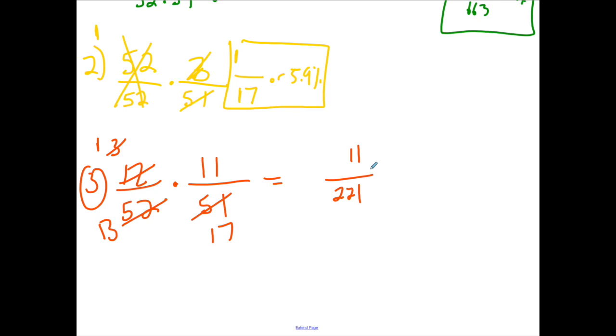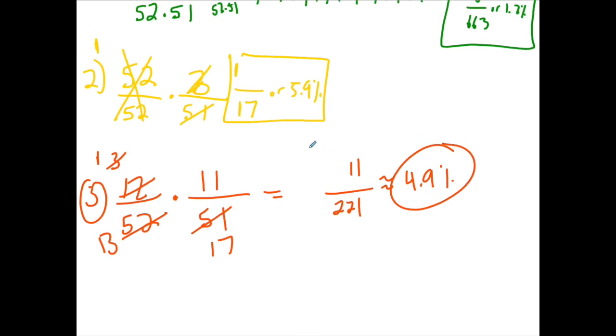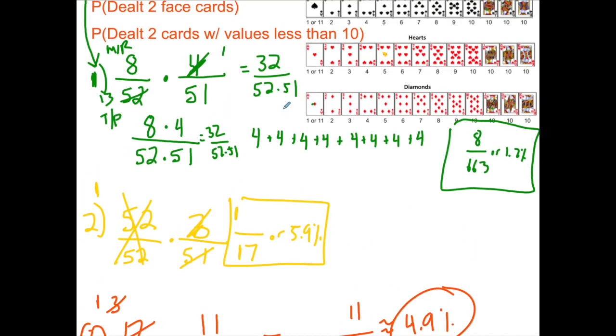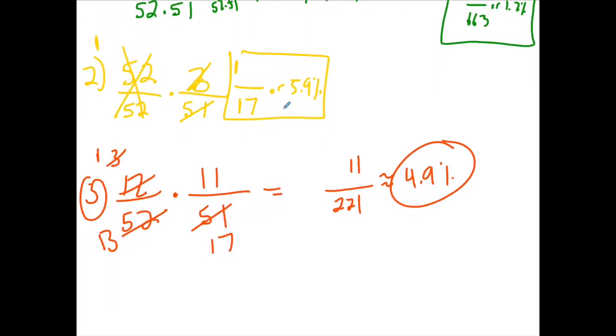Yep. All right. So I do confirm I get the same thing. I just did some work on my calculator showing the decimals were the same. So it's 11 over 221, which is approximately equal to 4.9%. So you're actually more likely in our kind of naive circumstances here to be given doubles or a pair than to be given 2 face cards.